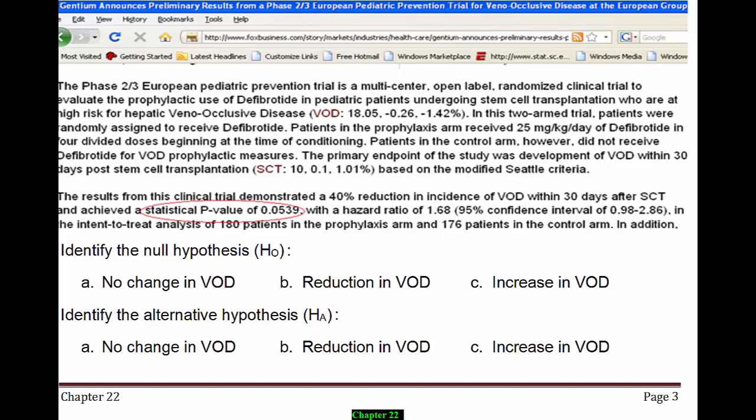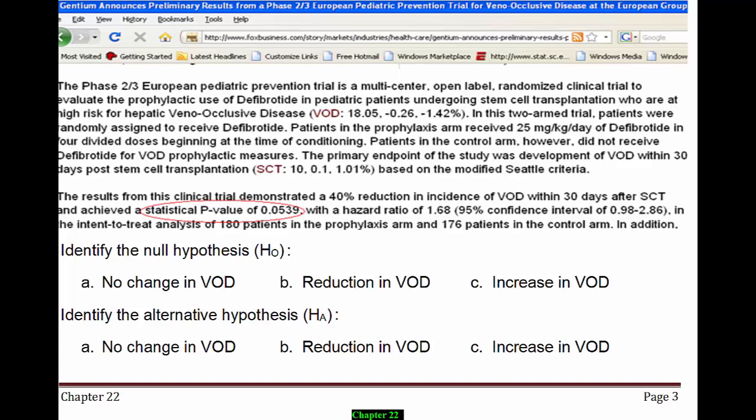The primary endpoint of the study was development of VOD within 30 days post-stem cell transplantation, based on the modified Seattle criteria. The results from this clinical trial demonstrated a 40% reduction in incidence of VOD within 30 days after stem cell transplantation and achieved a statistical p-value of 0.0539.